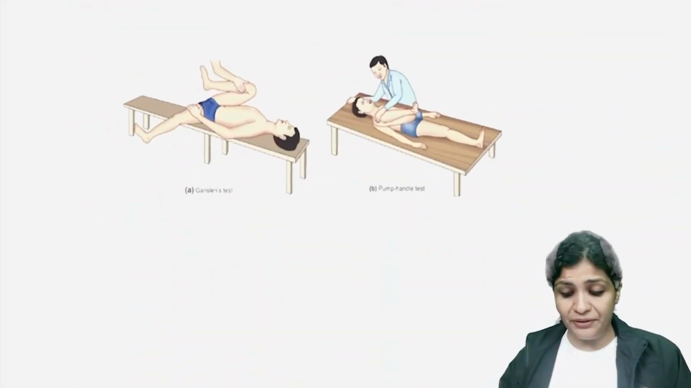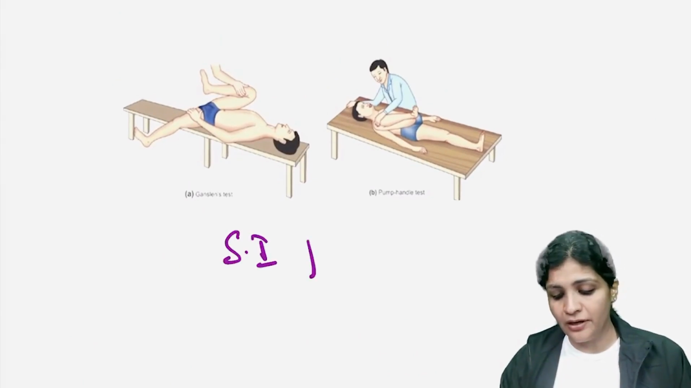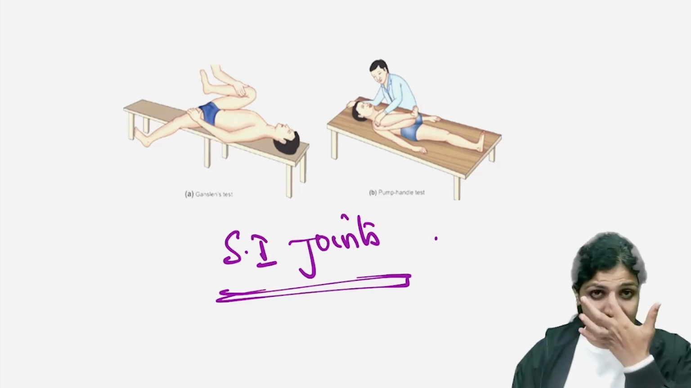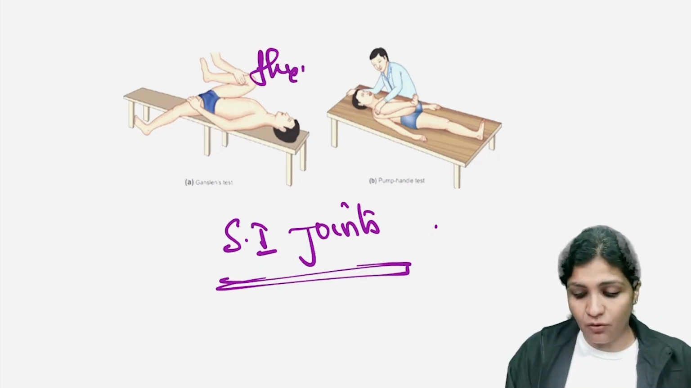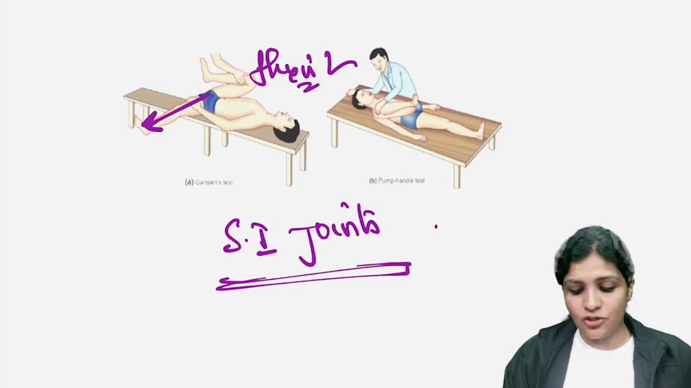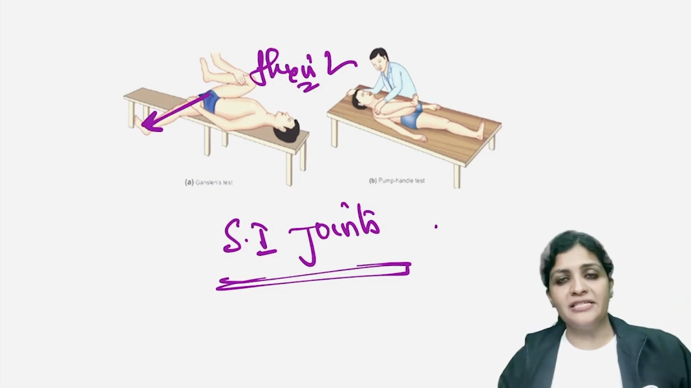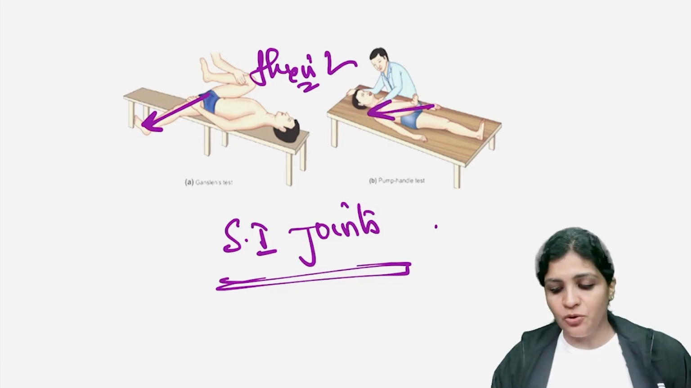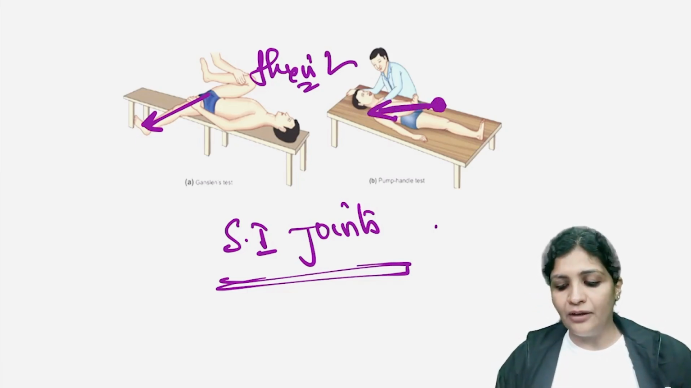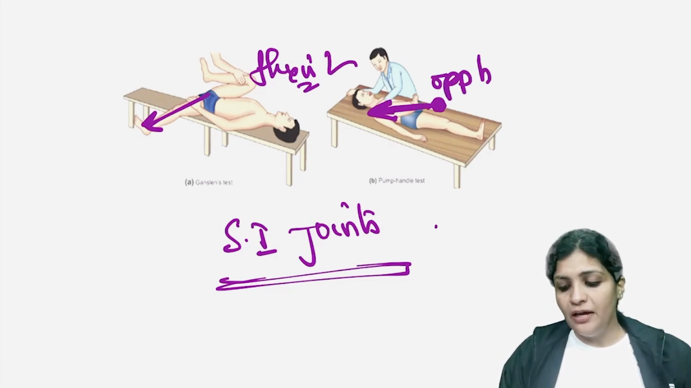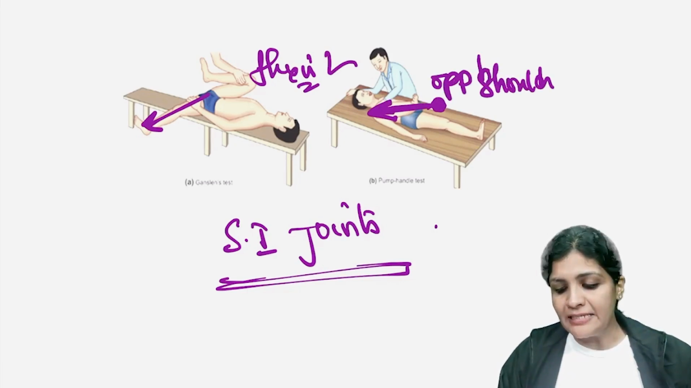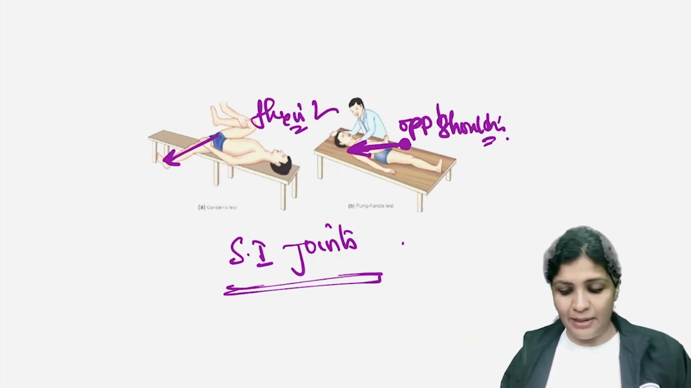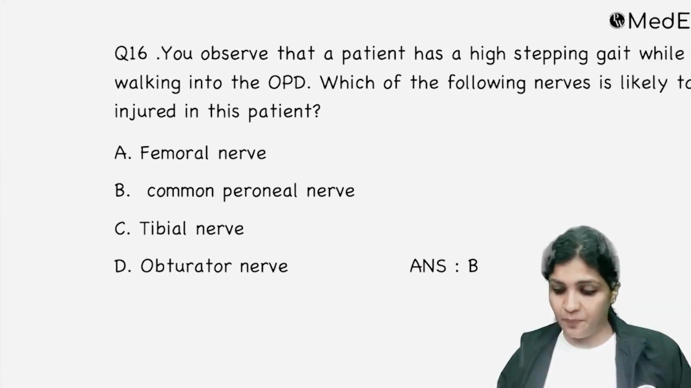And two important tests again for your sacroiliac joint. One is your Gaenslen's test, and the second one is your pump handle test. What is Gaenslen's test? You see there is a flexion of this hip, and there is extension of the opposite hip. So this causes pressure on the sacroiliac joint. That's called Gaenslen's test. And the pump handle test: you take this knee and you try to touch the opposite shoulder, like this. This is called the pump handle test. Again, they put pressure on your sacroiliac joint, right? So that is about your ankylosing spondylitis.